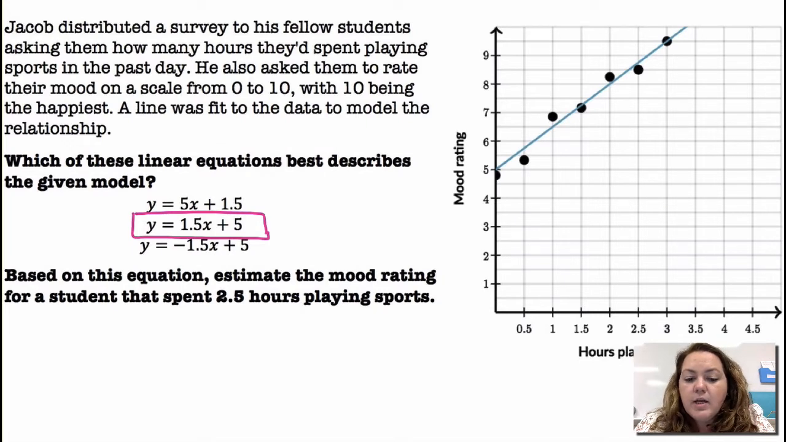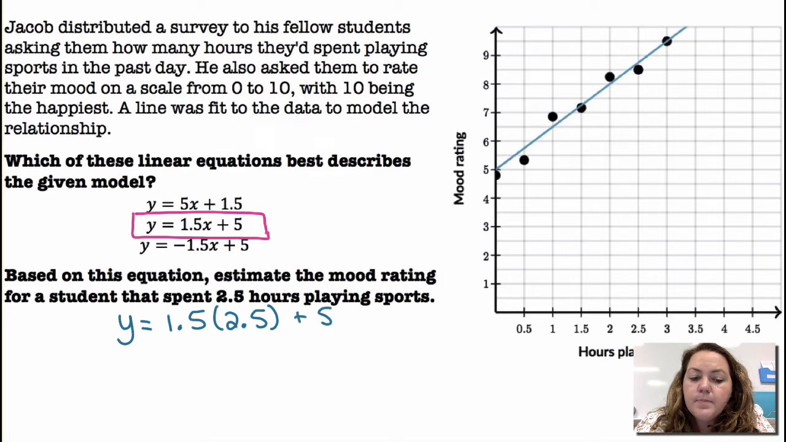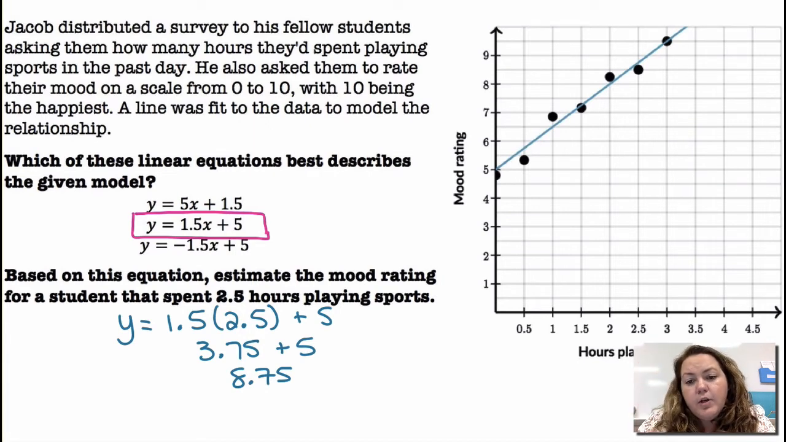Based on the equation, estimate the mood rating for a student who spent 2.5 hours playing sports. I'm going to take that equation and plug 2.5 in for x. 1.5 times 2.5 is 3.75, plus 5 gives me 8.75. So they'd have a mood rating of 8.75. You can also estimate that if you look at the scatter plot and go up at 2.5 and over, you'd be pretty close to what we estimated, 8.75.